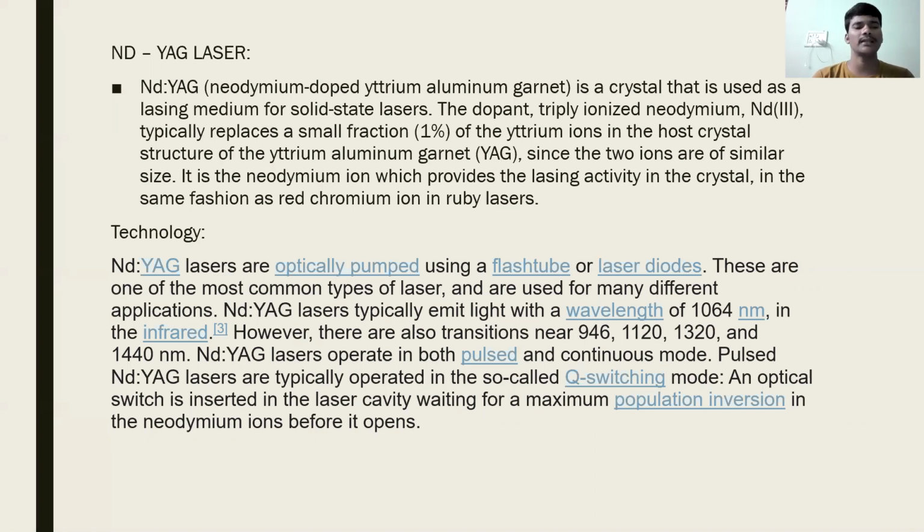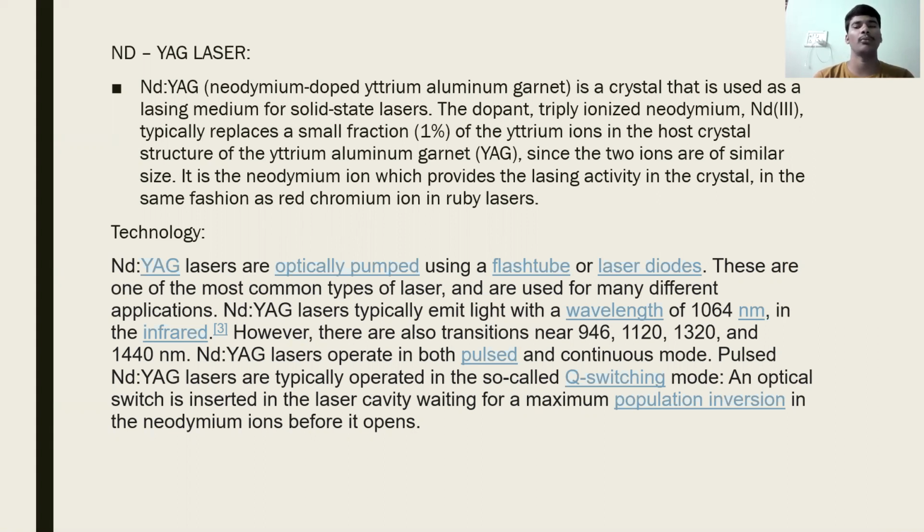Now, Nd:YAG lasers are optically pumped using a flash tube or laser diodes. These are one of the most common types of lasers and are used for many applications. Nd:YAG lasers typically emit light with a wavelength of 1064 nm, nanometers, in the infrared. However, there are also transitions near 946, 1120, 1320, and 1440 nanometers.